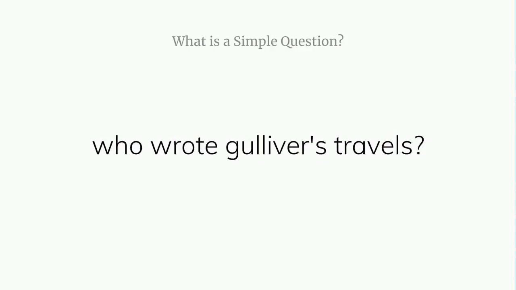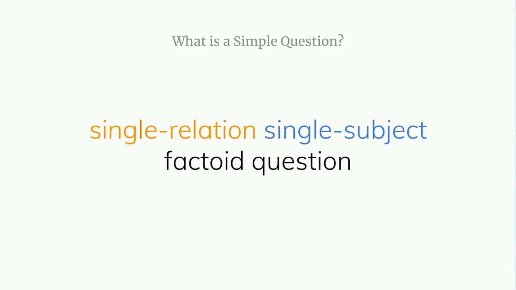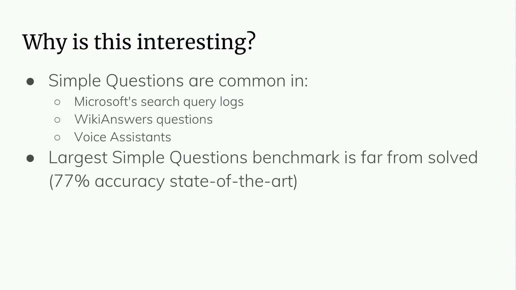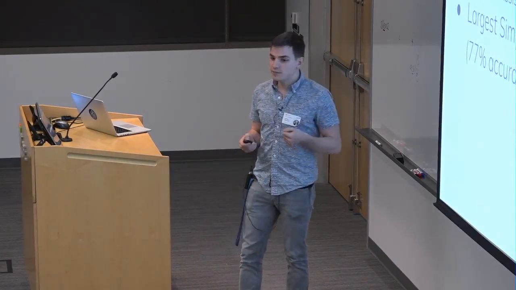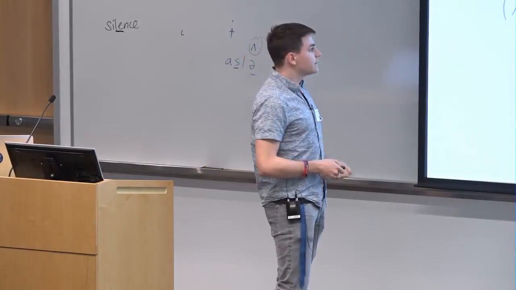Okay, so first, some background. What is a simple question? For example, who wrote Gulliver's Travels is a simple question. The reason it's a simple question is because it has one relation, one subject. A simple question stands for a single relation, single subject factoid question. Why are these questions interesting to look at? Well, they appear often online. Specifically, Microsoft has them a lot in their query logs. We see them popping up in WikiAnswers, and they're commonly used in voice assistants. Yet, although they're very commonly used, on the most popular and largest benchmark by magnitude, the state-of-the-art results are only 77%.